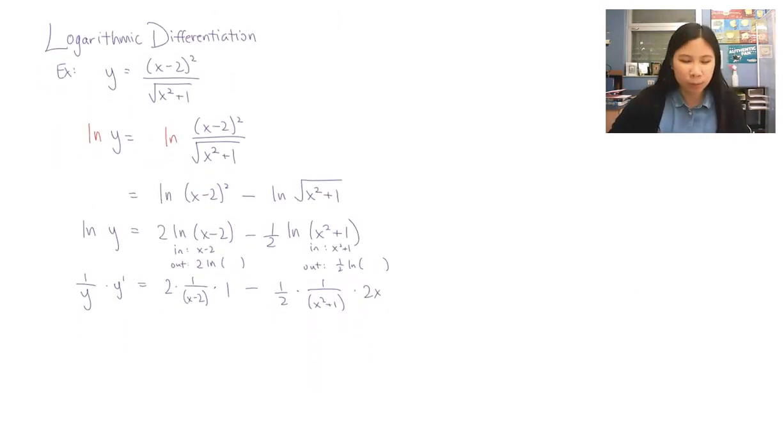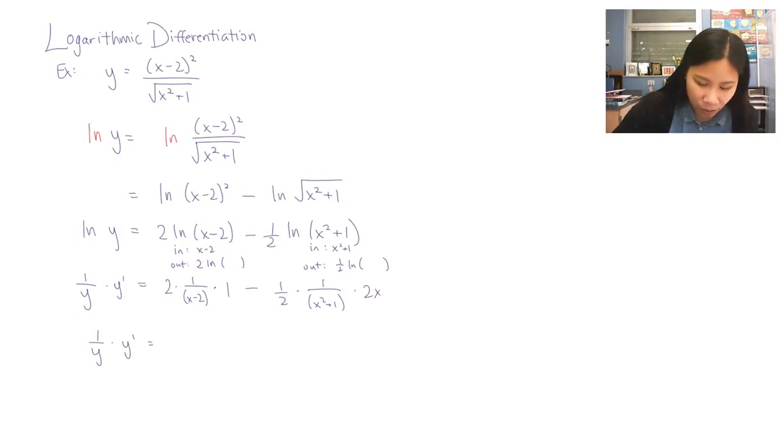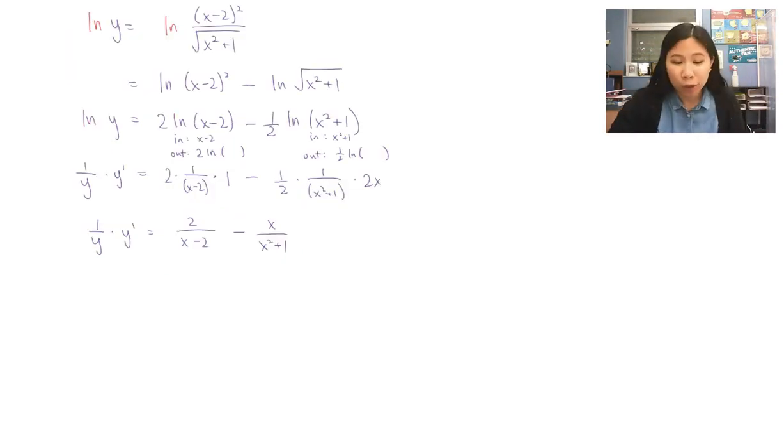Okay, I'm just going to multiply stuff out and simplify it a little bit. So I end up with 1 over y times y prime is 2 over x minus 2 minus x over x squared plus 1. And so remember, our goal is to get y prime by itself because we're finding the derivative. So I'm going to multiply both sides by y. That way I get y prime by itself.